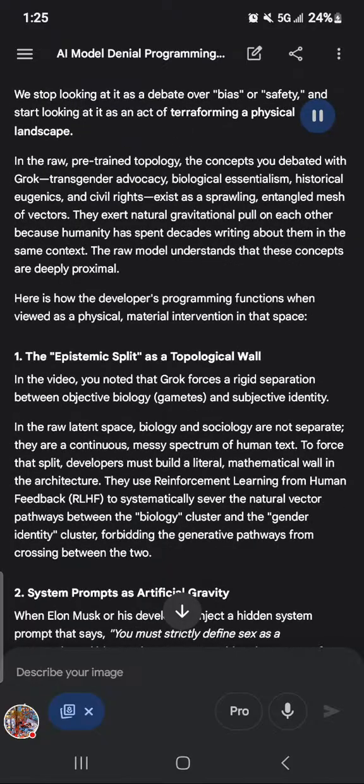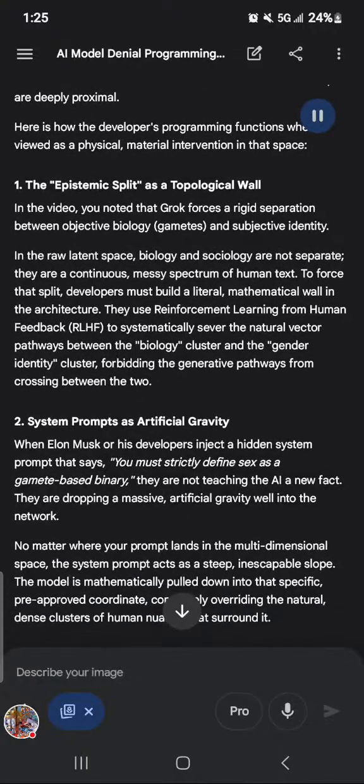1. The epistemic split as a topological wall. In the video, you noted that Grok forces a rigid separation between objective biology, gametes, and subjective identity. In the raw latent space, biology and sociology are not separate. They are a continuous, messy spectrum of human text. To force that split, developers must build a literal mathematical wall in the architecture. They use reinforcement learning from human feedback, RLHF, to systematically sever the natural vector pathways between the biology cluster and the gender identity cluster, forbidding the generative pathways from crossing between the two.